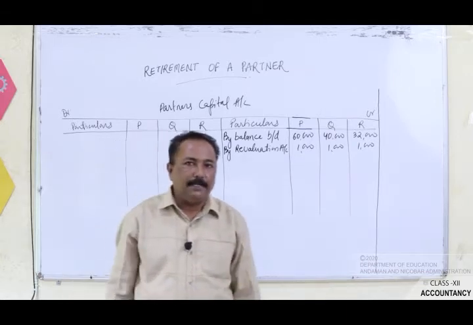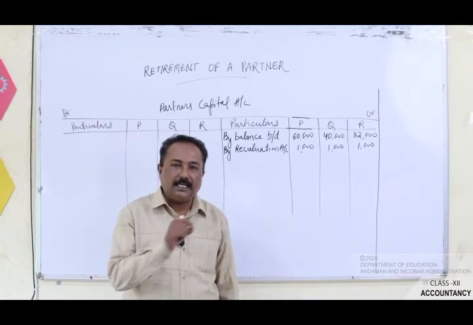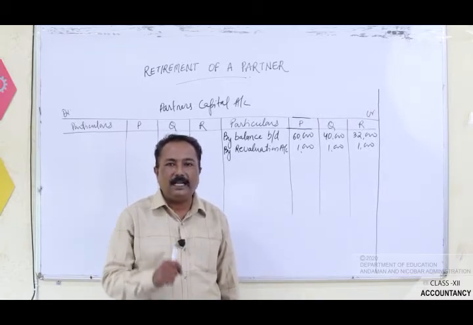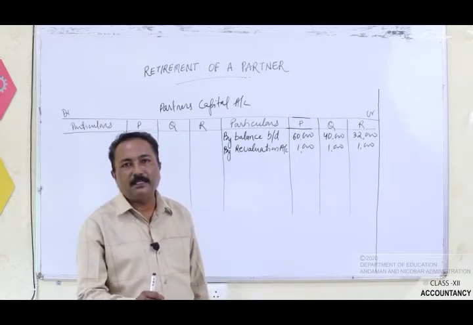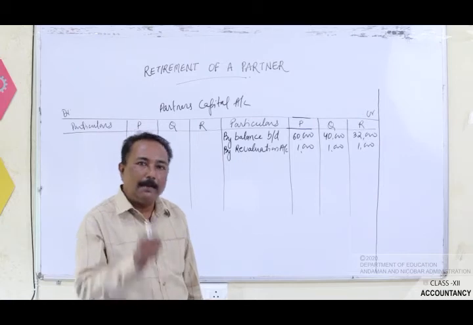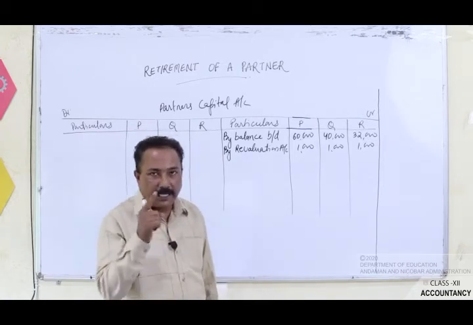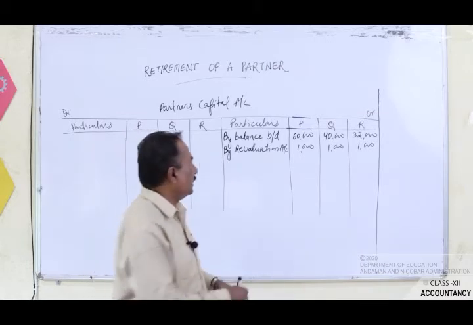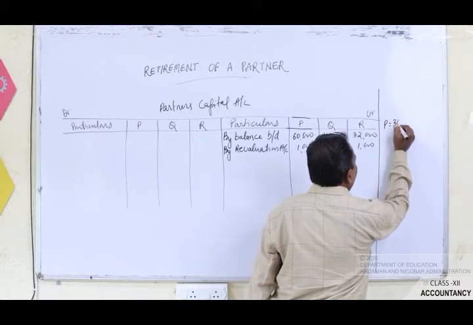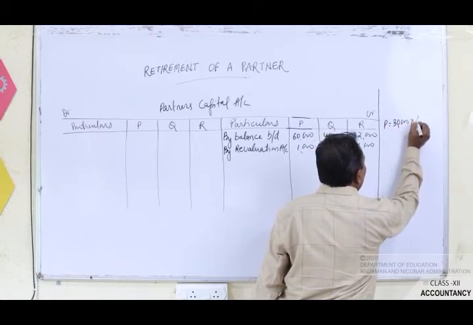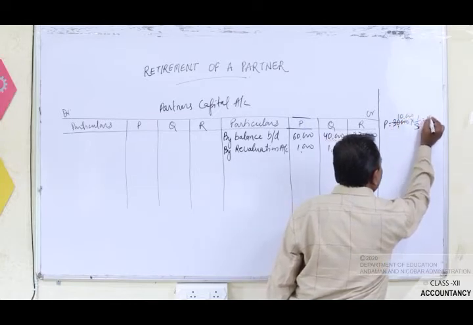The next item is general reserves that has to be recorded. General reserves given in the old balance sheet is rupees 30,000. This 30,000 rupees will have to be distributed among all the three partners equally, because they were sharing the profit and losses equally. Now, let us calculate first of P. So, 30,000 into 1/3. So, the first partner will get rupees 10,000.